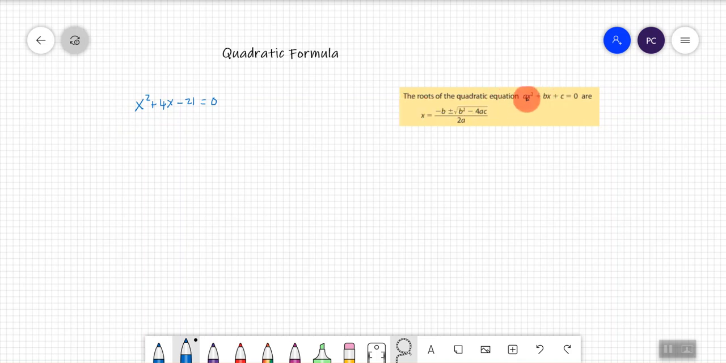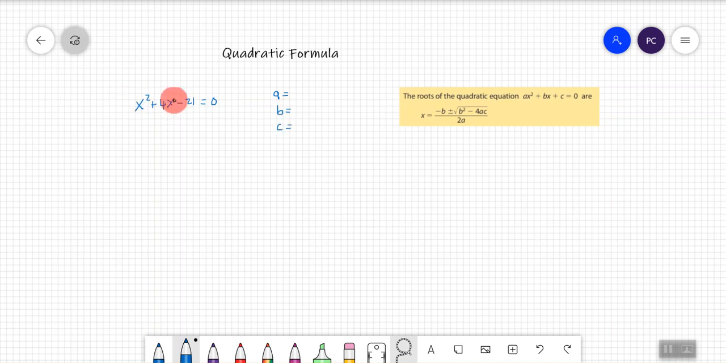Now, what's important is that you can identify a, b, and c when you're given a particular quadratic expression. So for example, if we were to look at this quadratic here, we need to be able to identify what's the value for a, what's the value for b, and what's the value for c. So that's the first thing you want to do. So you can write down, for example, a is equal to, b is equal to, and then c is equal to.